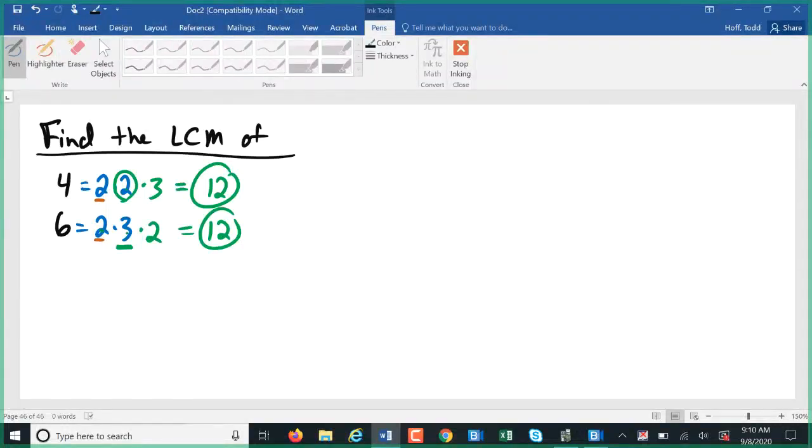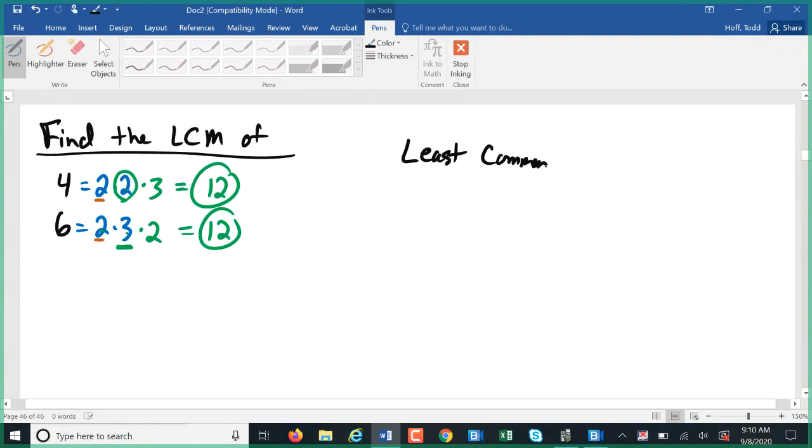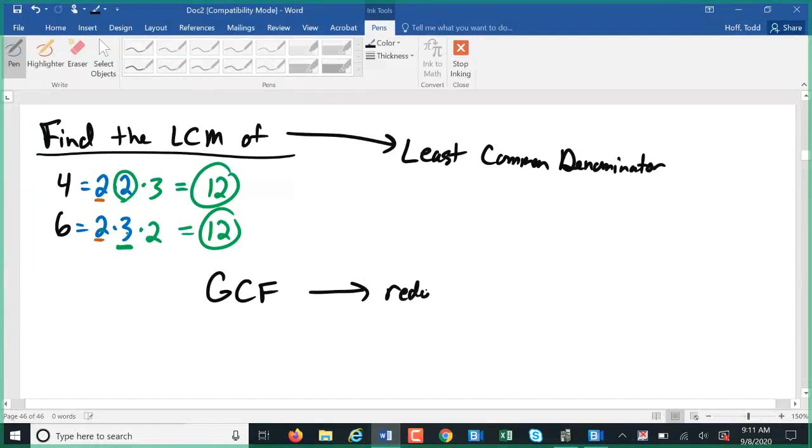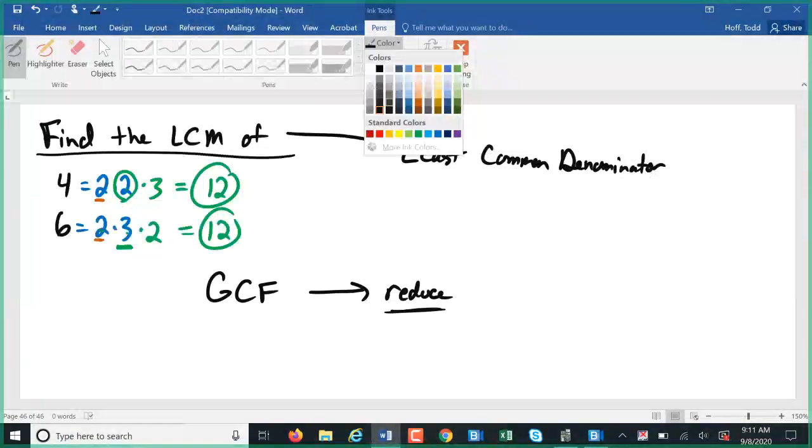And of course, when we look at fractions, starting Thursday, least common multiples is the same process we use for finding the least common denominator. And greatest common factor is what we're looking for when we go to reduce a fraction. So we're going to use those processes, being able to use the factors to find those numbers.